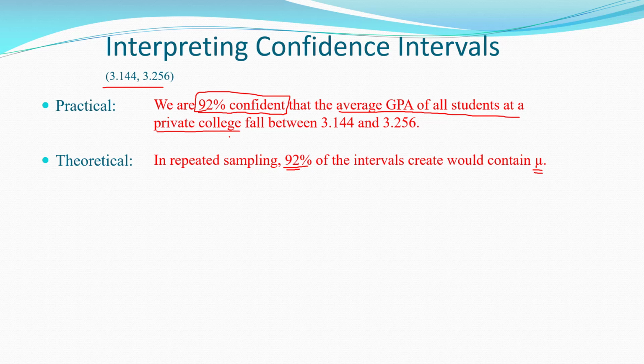In repeated sampling, 95% of the confidence intervals created would contain mu is fine in a project. But for the practical, I want you to tell me we're 95% confident that the average mileage of all Mustangs falls between, and give me the numbers. Be specific in the practical. You can be less specific in the theoretical.